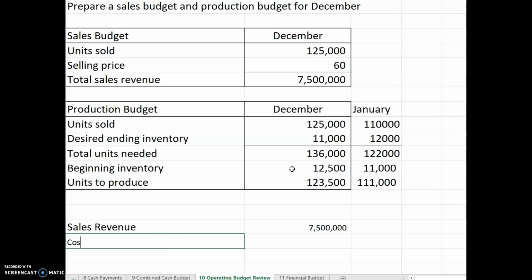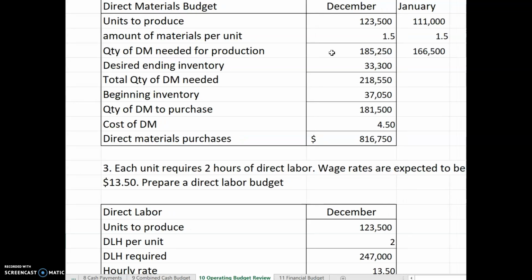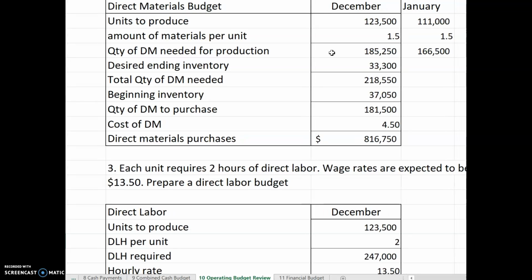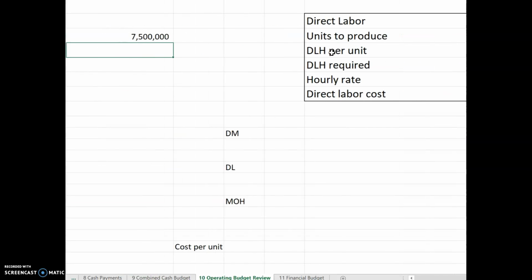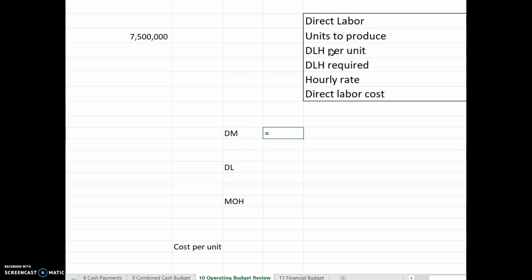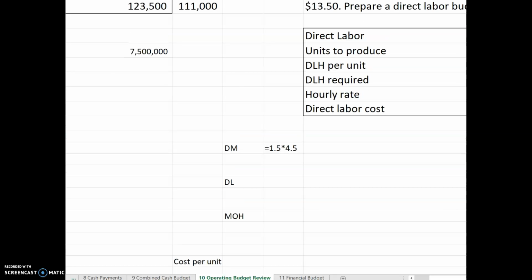Our cost of goods sold, we would take by multiplying the 125,000 by the cost to make one unit. Well, we can see we need 1.5 pounds to make one unit, and each pound costs $4.50. So if we look at our direct material cost per unit, the 1.5 pounds times $4.50 comes to $6.75 per unit.